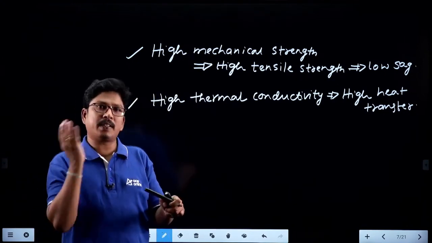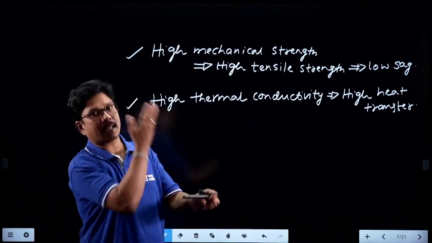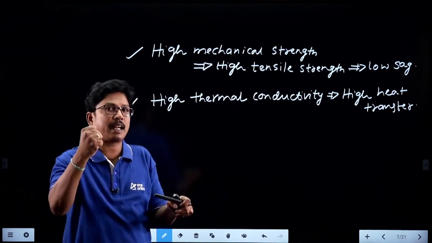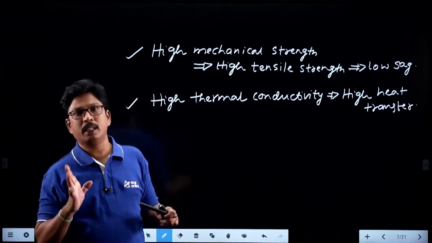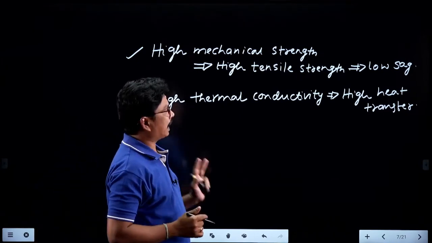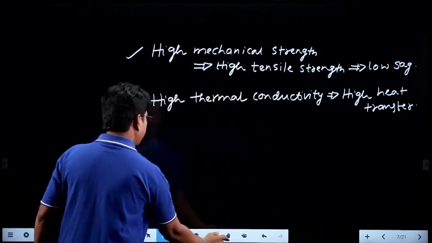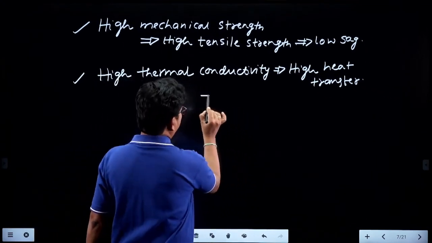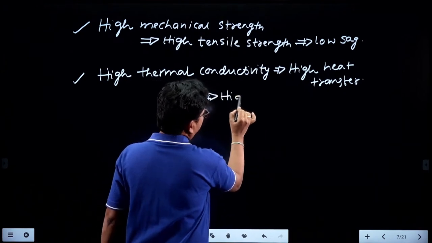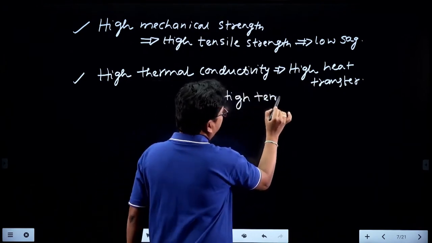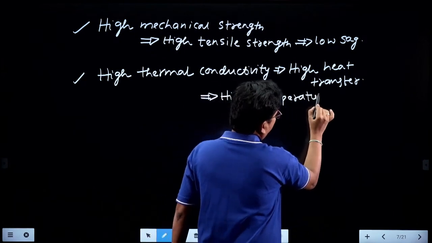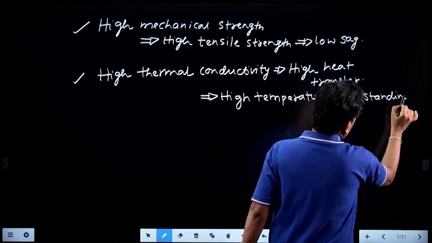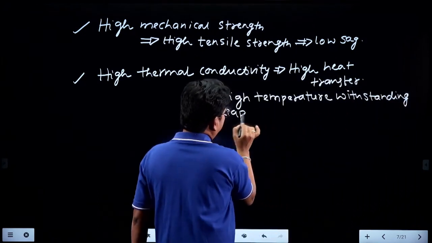Clear, right? As they are transferring the heat, if I give some temperature here, it is transferred, so I have to give it one more time. That's why they have high temperature withstanding capabilities. That is one more property we can take here, students. So high thermal conductivity, high heat transfer capability, high temperature withstanding capability, all are the same.